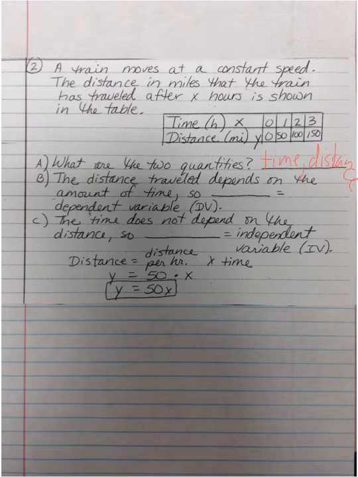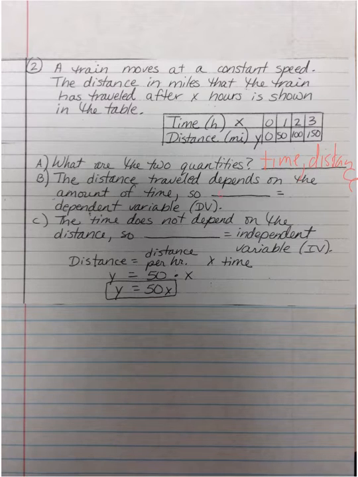Then for B, it says the distance traveled depends on the amount of time. So what equals the dependent variable? Okay, so basically we want to know what the dependent variable is. And the dependent variable is going to be the distance because it depends on the amount of time. So if they go 1 hour, the train goes 50 miles. If it goes 2 hours, it goes 100 miles. And if it goes 3 hours, it goes 150 miles. So the distance traveled depends on the amount of time.